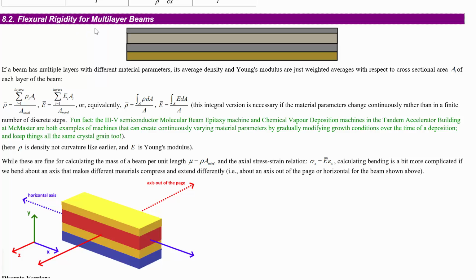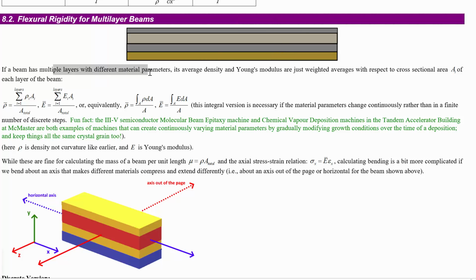All right, what about flexural rigidity for multi-layer beams? A lot of the time you end up with a beam that isn't just one material uniformly across the cross-section, but multiple materials. So maybe it's like some gold and then some molybdenum, and then you've got some tungsten up there, and then there's some more molybdenum there. Okay, kind of a cool beam.